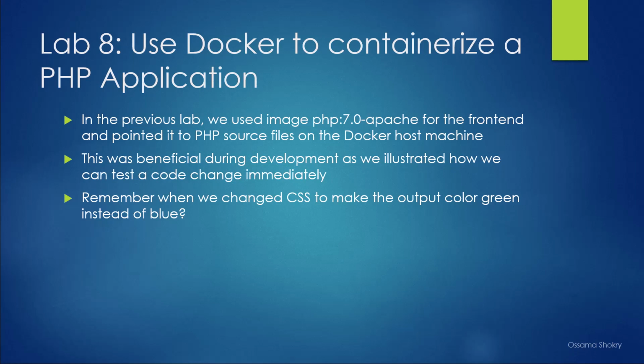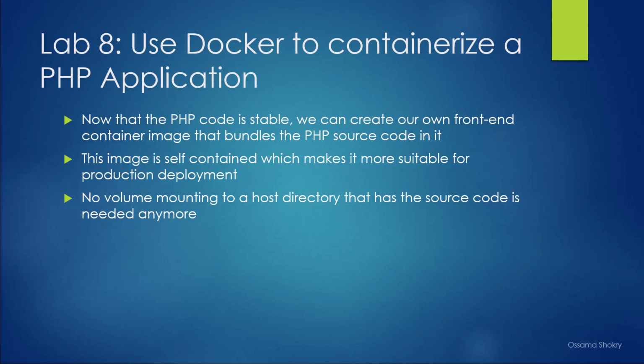In the previous lab, we used image PHP 7.0 Apache for the front end and pointed it to the PHP source files on the Docker host machine. This was beneficial during development as we illustrated how we can test a code change immediately. Remember when we changed the CSS to make the output color green instead of blue?